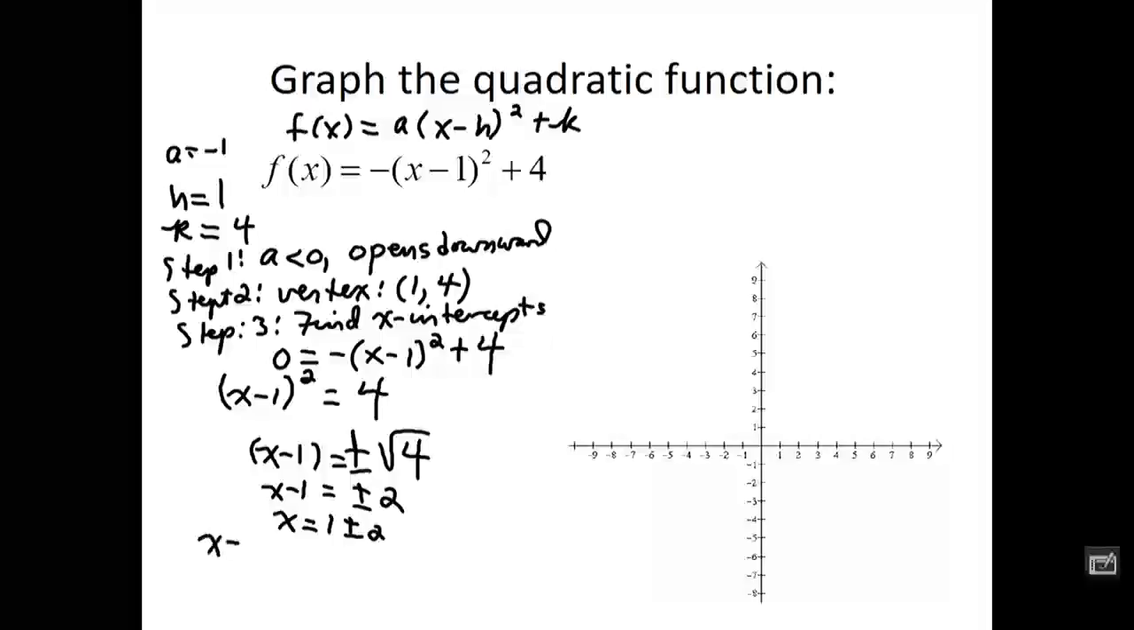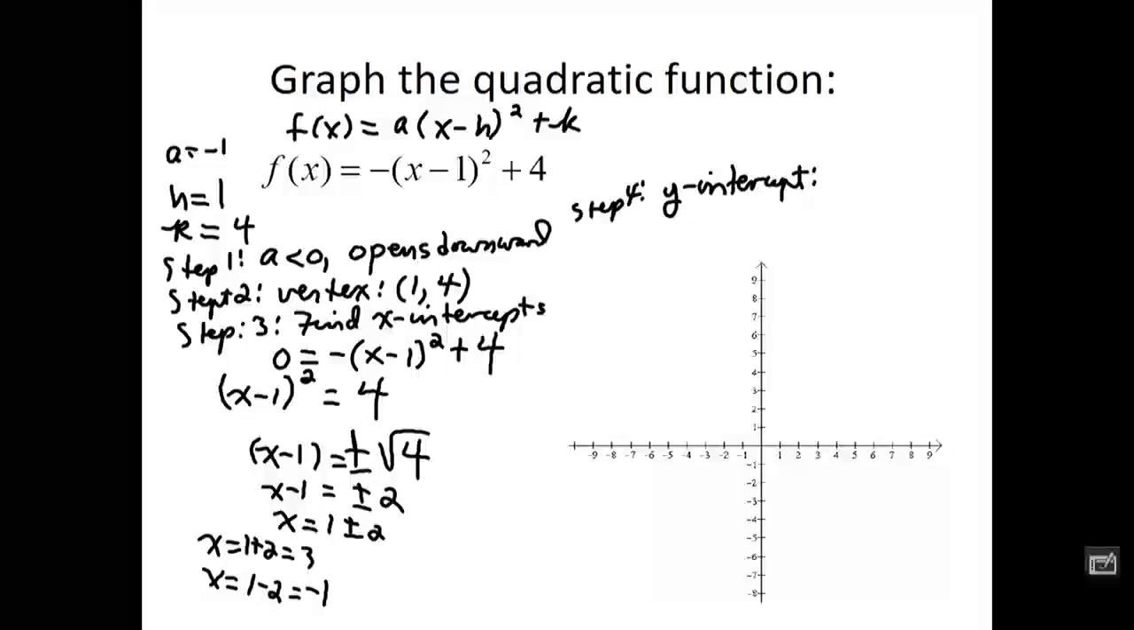When we add 1 plus 2, I get 3. And when we subtract 1 minus 2, I get negative 1. So the x-intercepts occur when x is 3 and when x is minus 1. Now we need the y-intercept. Let's call it step 4. Step 4, we want the y-intercept.